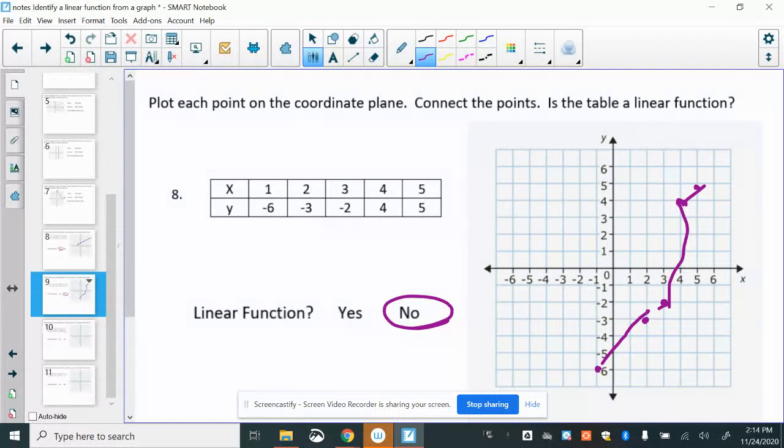All right, guys, you try 9 and 10. Again, check your answers against the key.